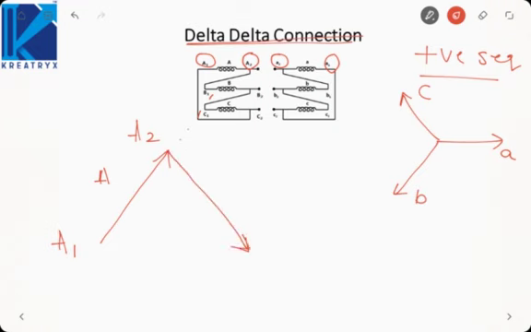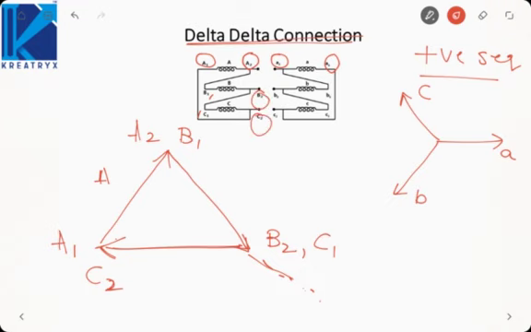Now A2 is connected to B1. So this will be B1, B2. Now this is going like this. C will lag by 120 degrees like this. B2 is connected to C1, and this will be C2. Now if you see, the output terminals are A2, B2 and C2.